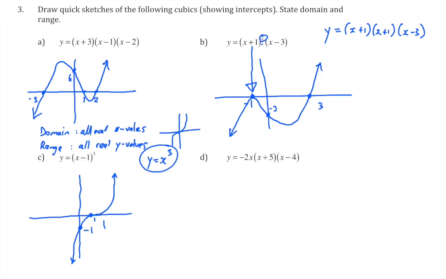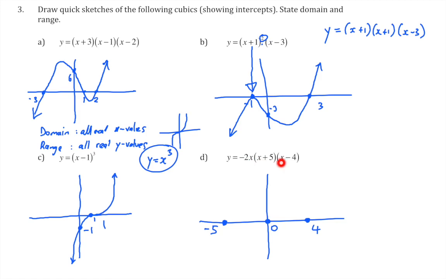Let's have a look at part D. Part D crosses the x-axis at +4, at -5, and at 0. So -5, 0, +4. Where does it hit the y-axis? Well, you let x equal 0, you plug that in. 2 times 0 is 0, 0 times anything is 0. It's going to hit the y-axis at 0.